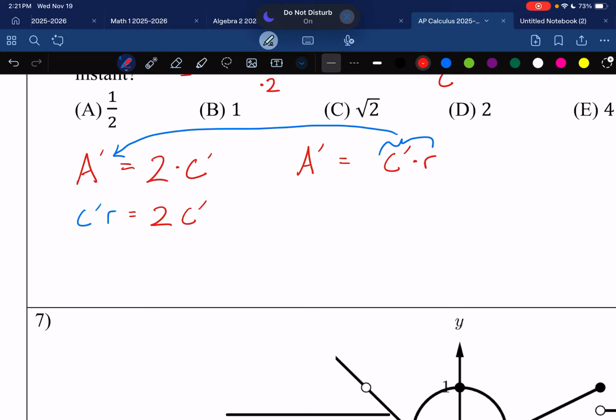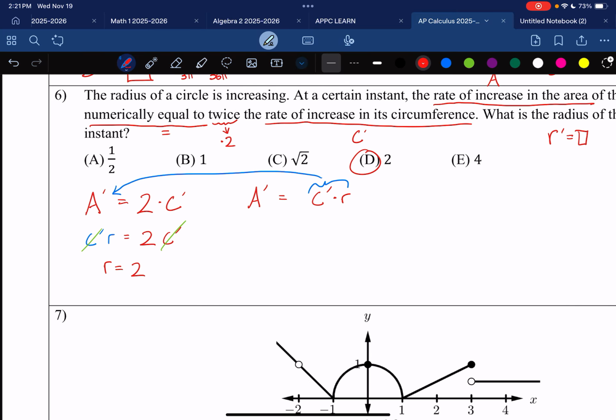And now I can divide both sides by c prime. When I do that, the c primes are gone, leaving behind r is equal to 2. All right, correct answer here is D. You probably saw that on the self-check, though.